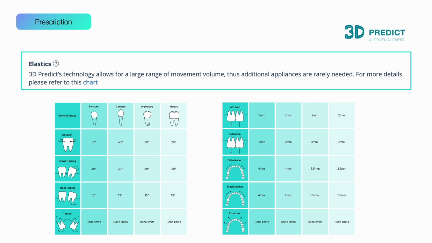For example, for class 2 correction, usually 2.5 millimeters of posterior distalization is needed. 3D Predict actually gives you up to 3.5 millimeters. So unless you're treating a severe class 3 skeletal case that you want to get closer to class 1, which I really don't recommend you do, you will not need additional appliances. Still, rest assured that our expert technicians will let you know if appliances are needed.